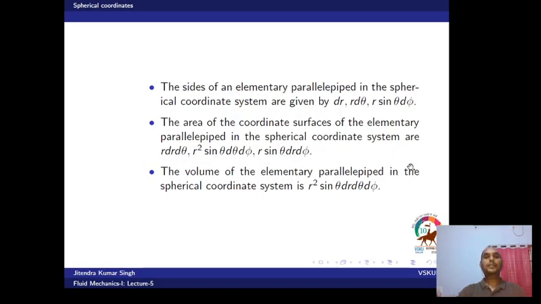The volume of the elementary parallelepiped in a spherical polar coordinate system is h1 h2 h3 du1 du2 du3. Multiplying h1 h2 h3, you will get r square sin theta, and du1 du2 du3 is dr d theta d phi. So volume is r square sin theta dr d theta d phi. This is the volume of the elementary parallelepiped in a spherical coordinate system.